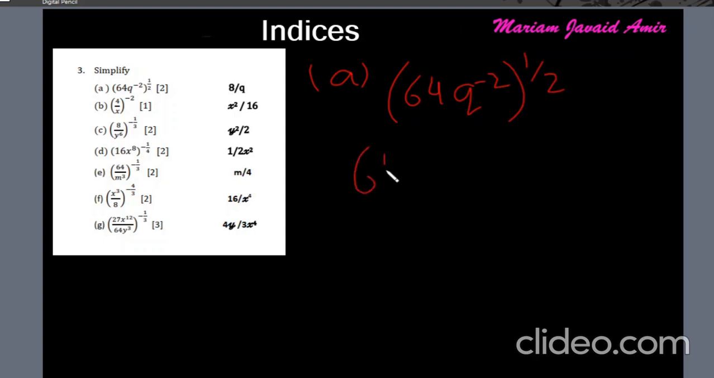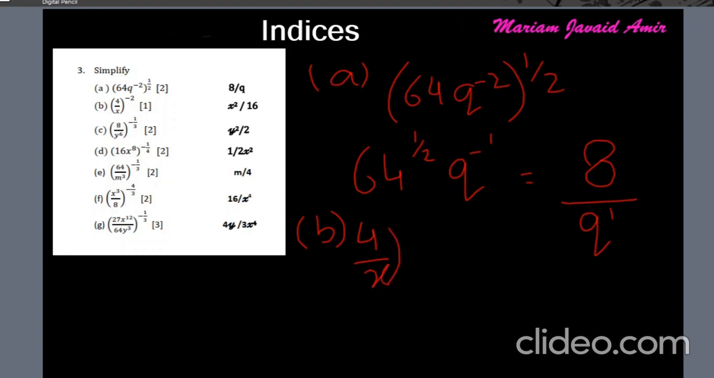So 64 has power 1, which will get multiplied with half, so we get 64 power half, q power minus 2 times half, which becomes minus 1. So 64 power half means square root of 64, which makes 8, and q power minus 1 will go in the denominator and become q power positive 1. This was part A.